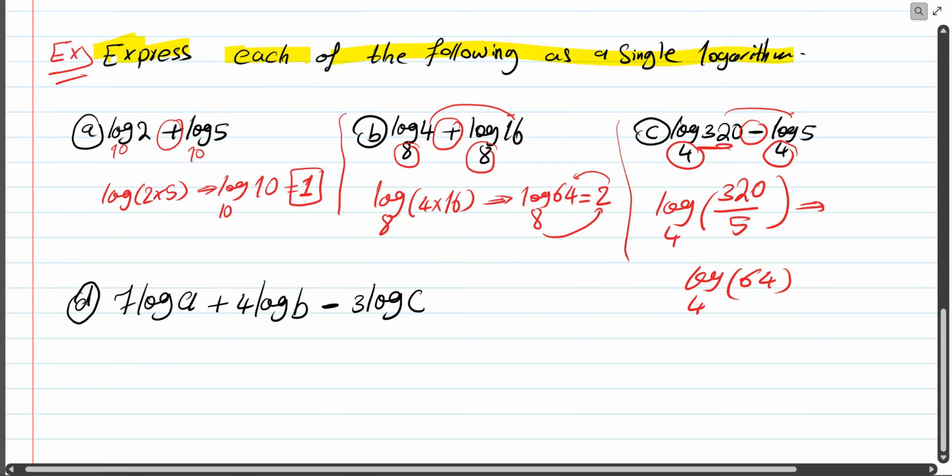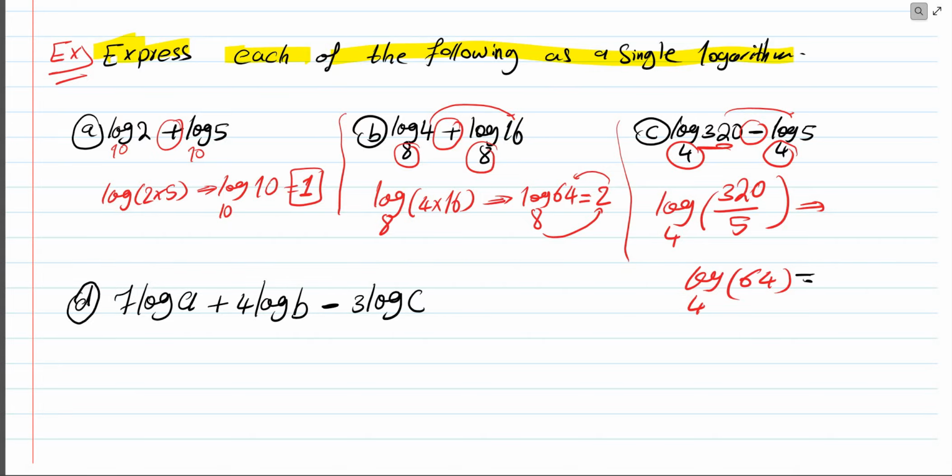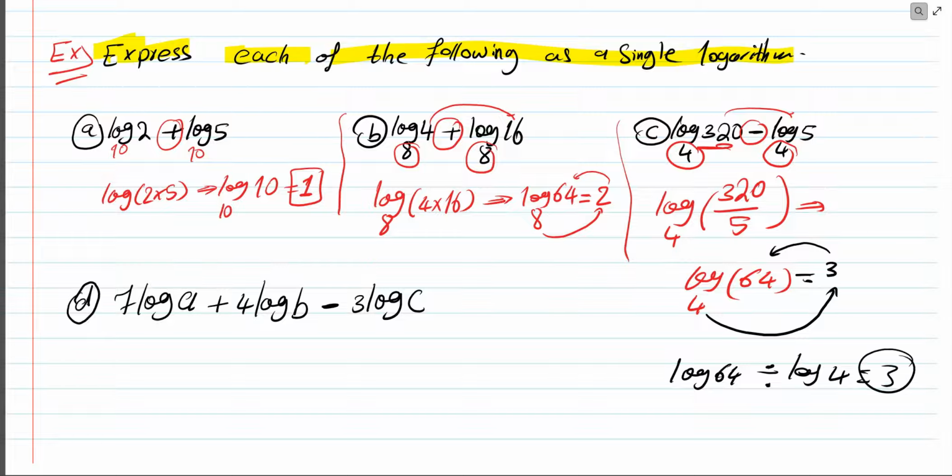Again, students, mentally I can solve this question. 4 power how much equals 64? It's obviously 4 power 3, or if you didn't know, again by calculator write down log of 64 divided by log of 4, so you will get 3.